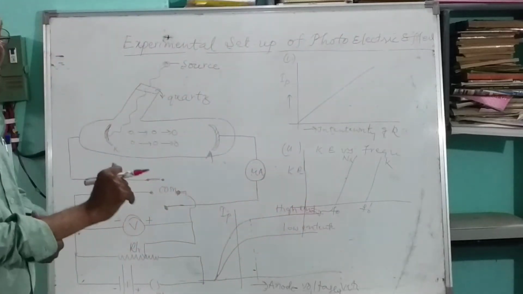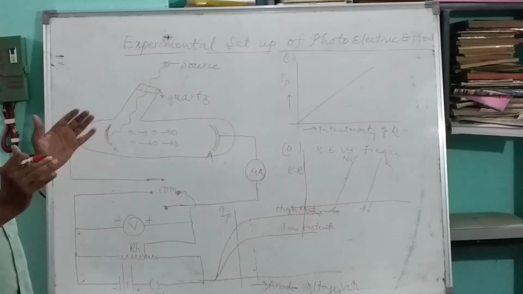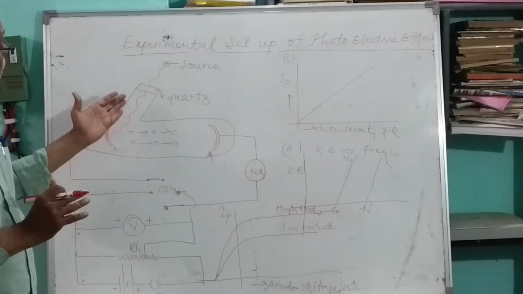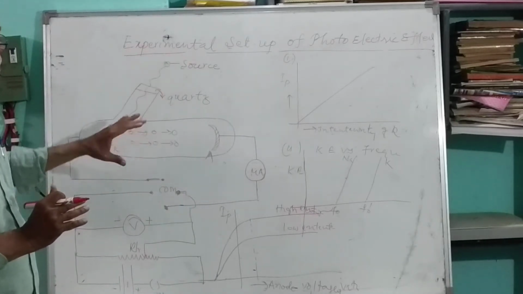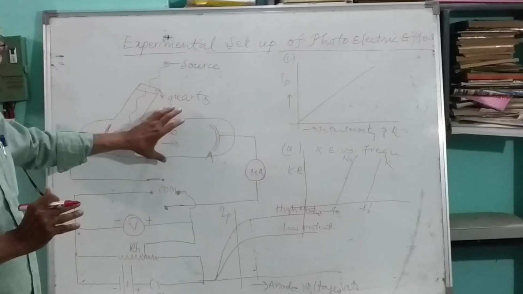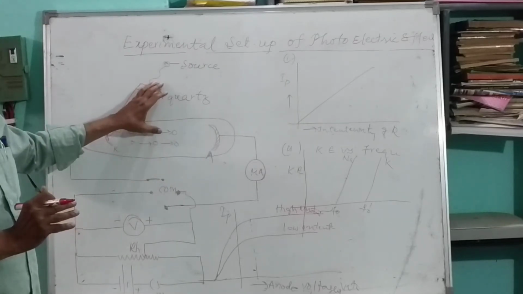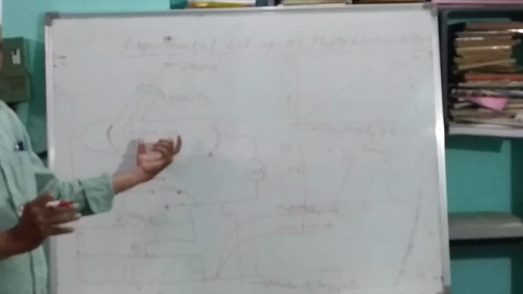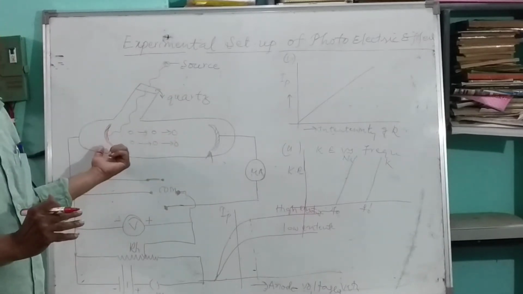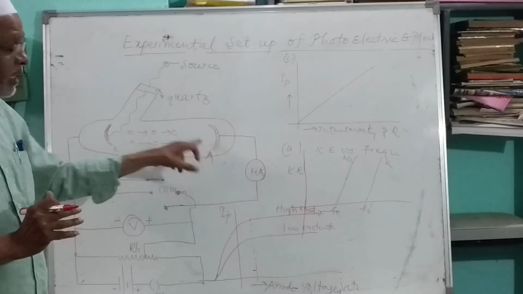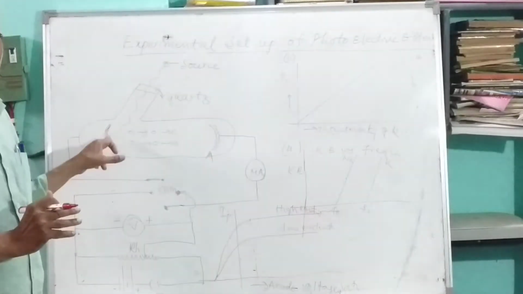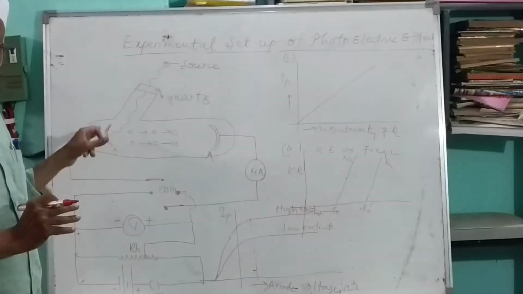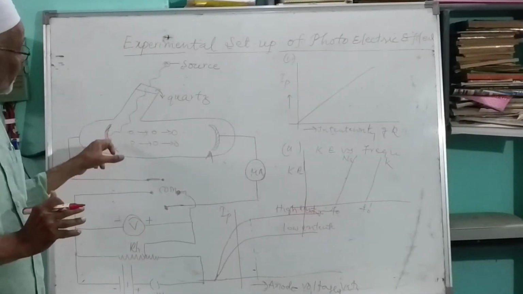So as I discussed, there are a few parts of the experimental setup. One is a glass envelope. It has a side tube covered with a quartz window. It has two electrodes. One will act as a cathode, another will act as an anode. Cathode is a rich source of electrons, therefore it is called the emitter, since it emits the electrons.